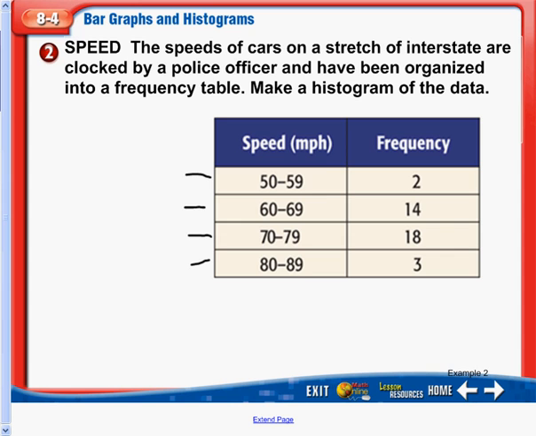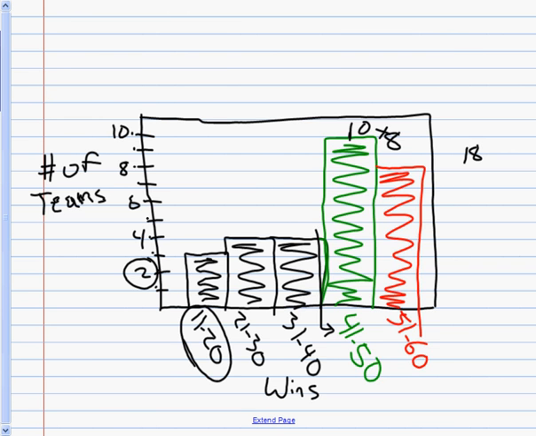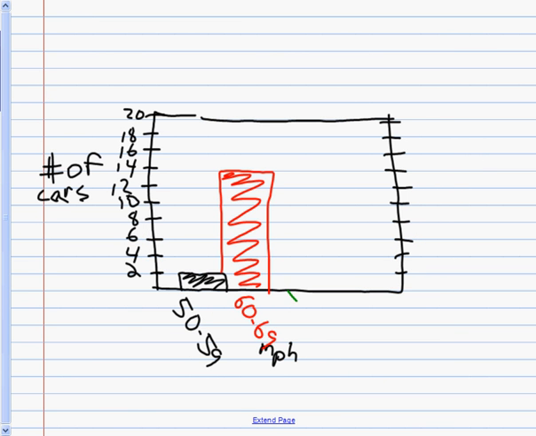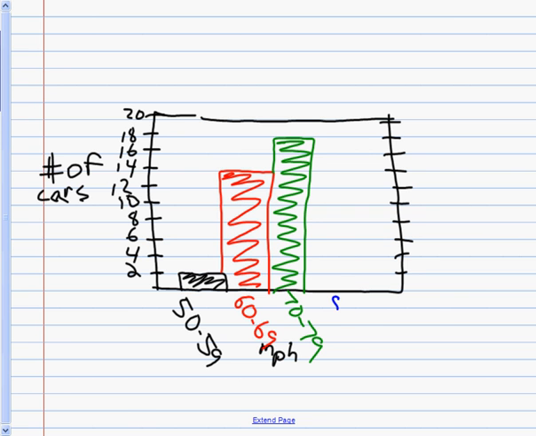Next one is 70 to 79 and 18. So going up 2 more to 18. Then lastly we have 80 to 89. I believe this is where we had our 3. Yep, 3.